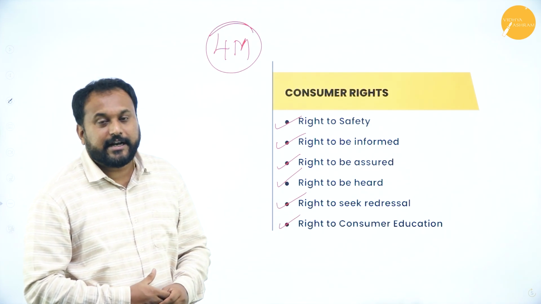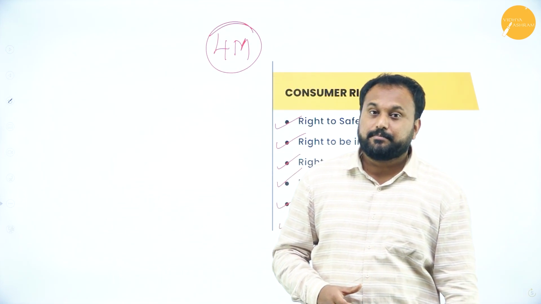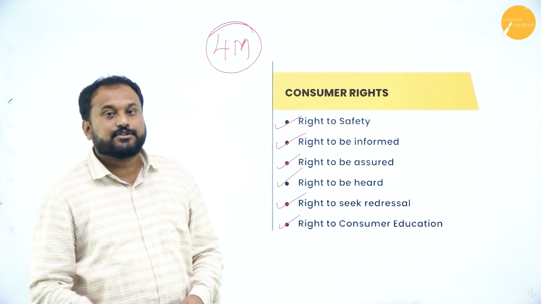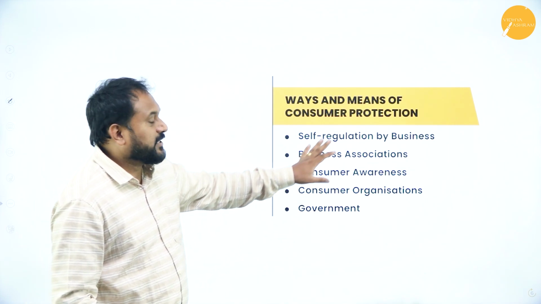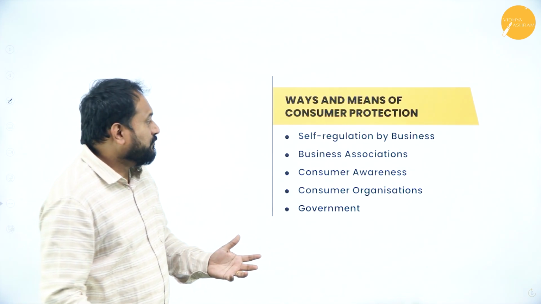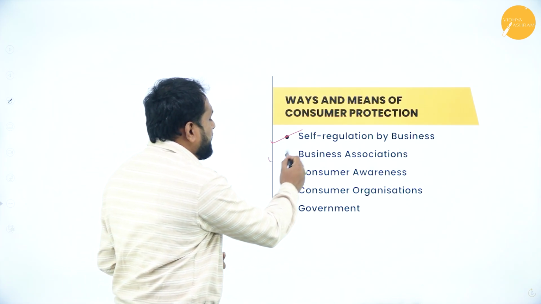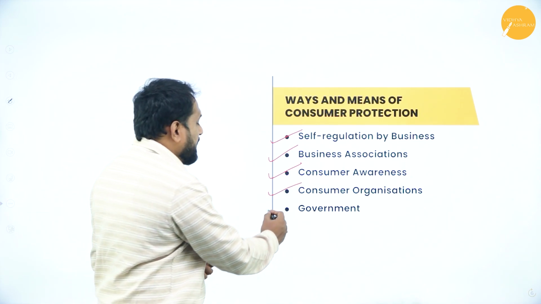Right to consumer education. As a consumer, we should get education about goods, products and other kinds of services. Ways and means of consumer protection. How can consumer protection actually happen? One is self-regulation of business, business associations, consumer awareness, consumer organizations and the government.